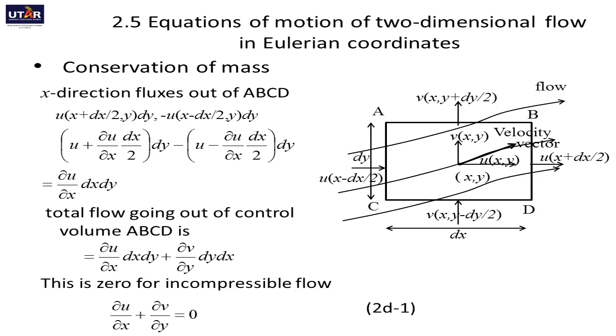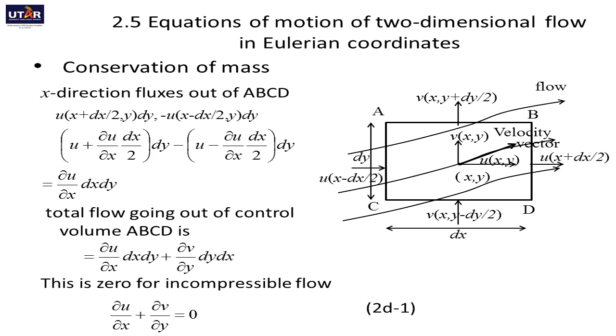The equations of motion for two-dimensional flows in Eulerian coordinates are as follows: the conservation of mass and conservation of momentum. First, the conservation of mass requires that the amount of flow going in and the amount of flow going out of a control volume, say like A, B, C, D, balance. If U and V are the velocity components in x and y directions, the result is like in equation 2D-1.